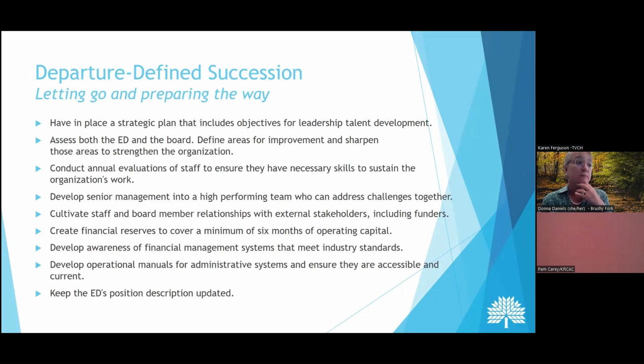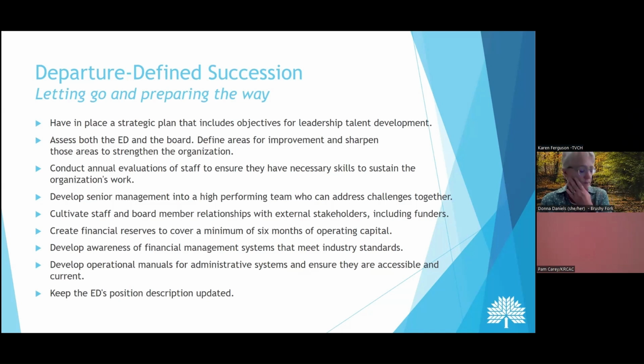Cultivate staff and board member relationships with external stakeholders, including those funders. The relationship piece of leadership transition and leadership succession is really important, because if you lose those important relationships, that can result in a ripple effect of losing funding, losing clients, and losing potential board members. Those people who can be resources and supporters of your organization, you just don't want to lose them.